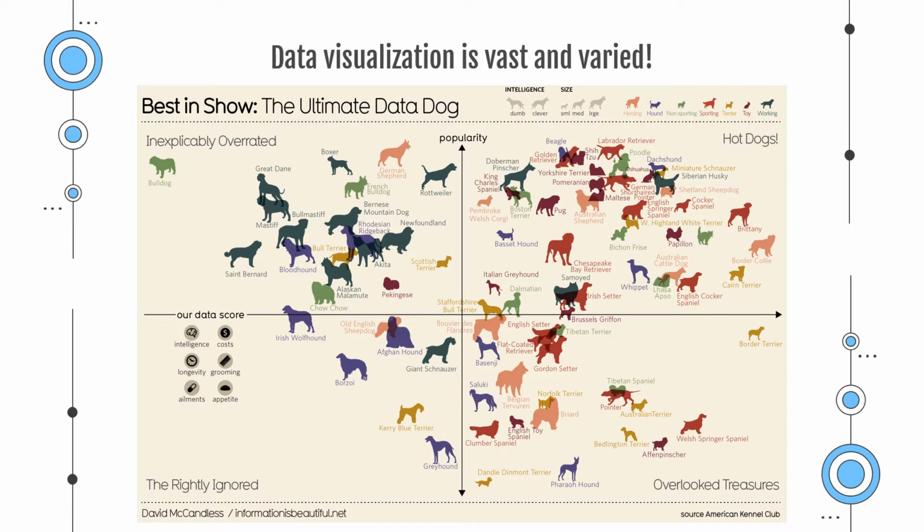So you can see that there are some who are inexplicably overrated, some who they classified as hot dogs, some overlooked treasures, and finally the rightly ignored in the bottom left-hand quadrant.